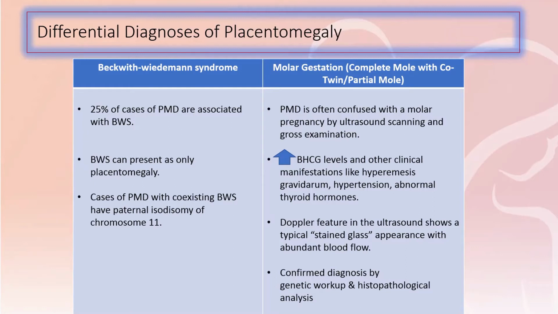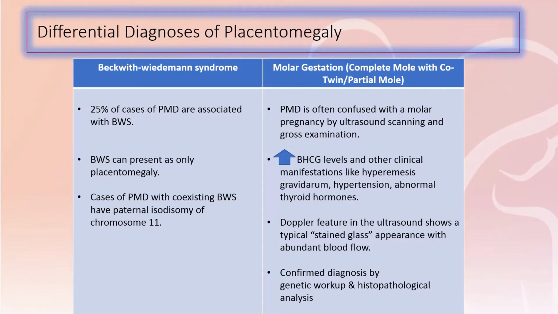The other differential diagnosis is a complete mole with co-twin or a partial mole. As you have seen in the ultrasound and upon gross examination, PMD can be easily confused with molar pregnancies, thus leading to early termination of pregnancy. But it is easy to diagnose molar gestation clinically and differentiate from PMD based on the tumor markers.